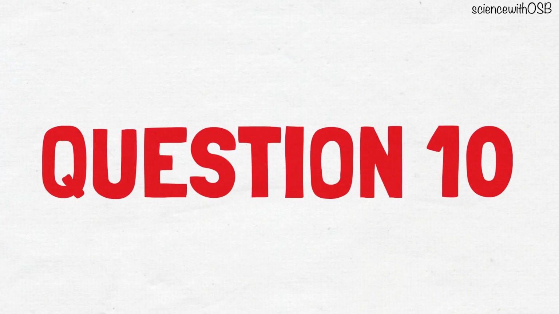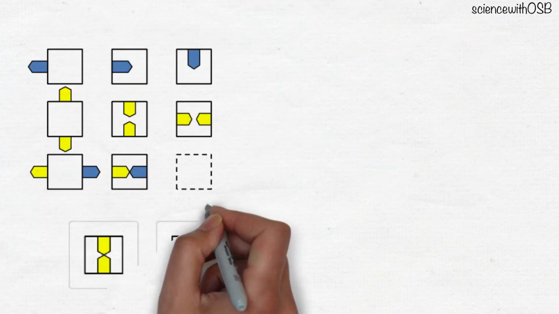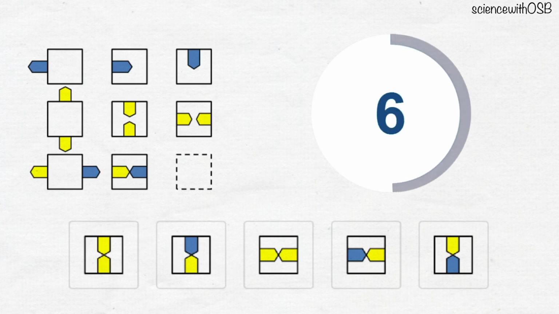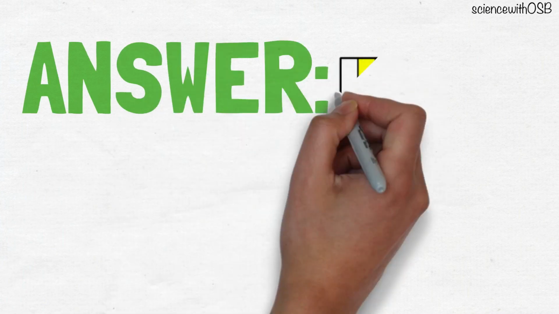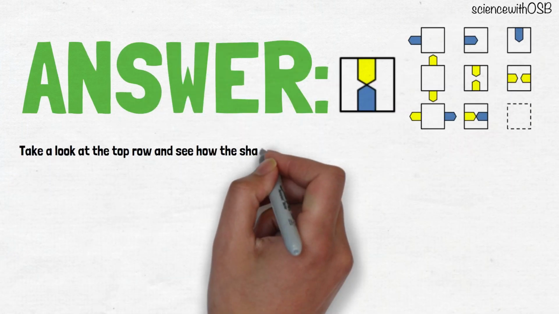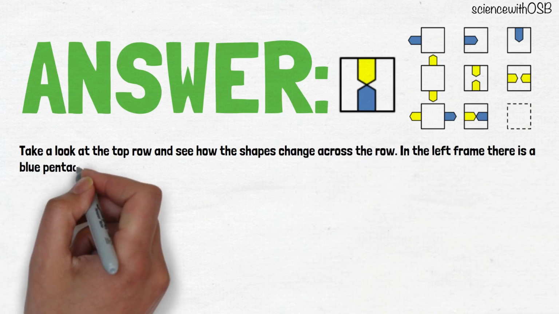Question number 10. Observe the matrix closely. The correct answer is 5. Take a look at the top row and see how the shapes change across the row. In the left frame, there's a blue pentagon on the left side of the frame.